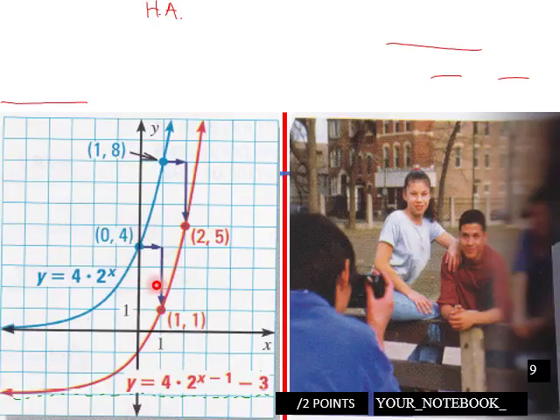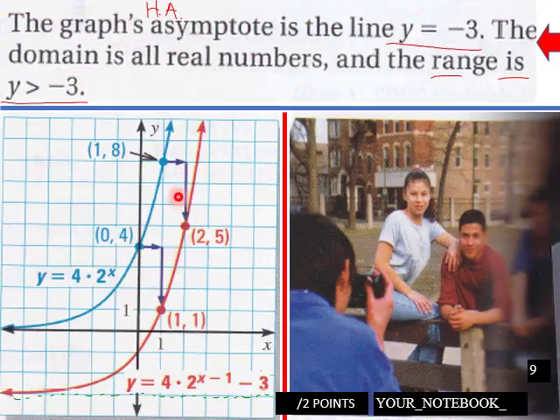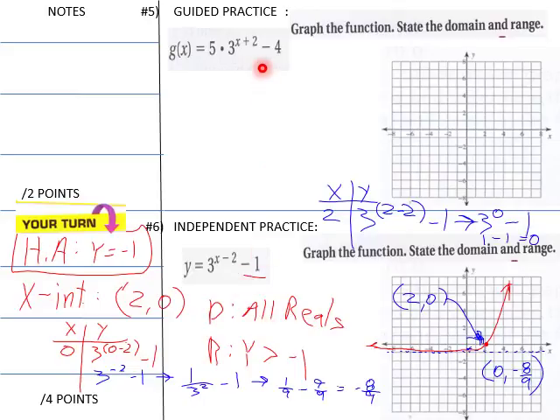Okay, again, here's your parent and your translated graph. The graph's asymptote is the line y equals negative 3, which should be down here. Here's your horizontal asymptote. The domain is all reals. This will be your domain, all reals. And the range is y is greater than negative 3. So this will be your range up here.